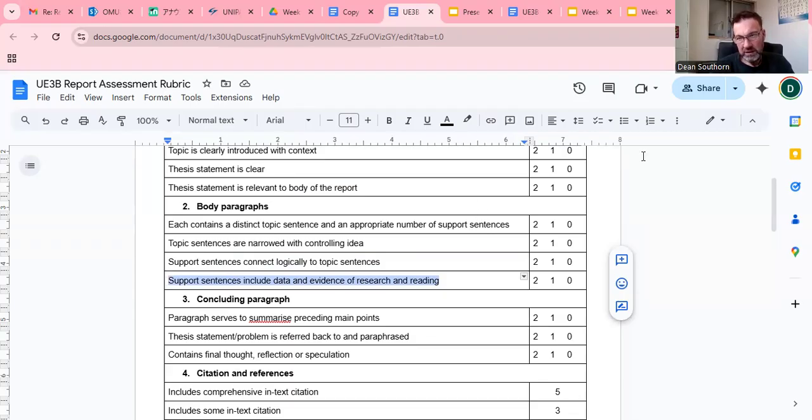Okay, so that's the first two components. I'm now going to stop the video before it gets too long. And in the second video, we will work our way through the next two or three components of the report assessment rubric.